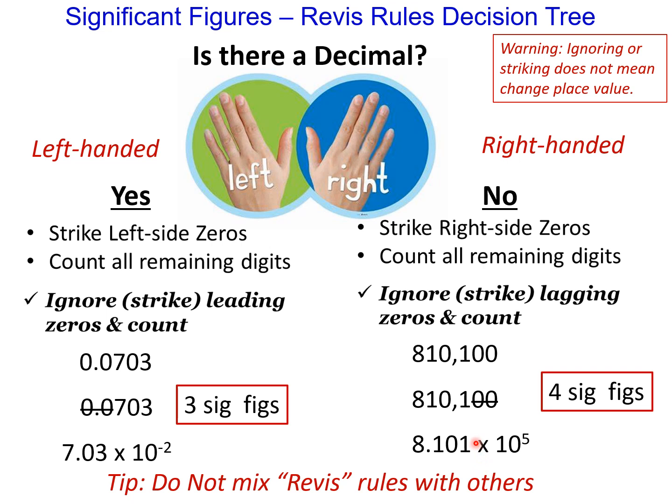And we will write the scientific notation as 8.101 times 10 to the 5. In this particular case, because these are all significant figures, they must show up in your scientific notation. And by the way, when writing scientific notation, you only have one digit to the left of the decimal. Always one digit to the left and the rest of the sig figs.